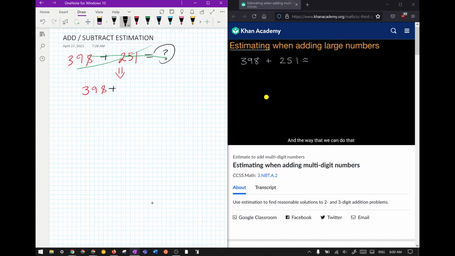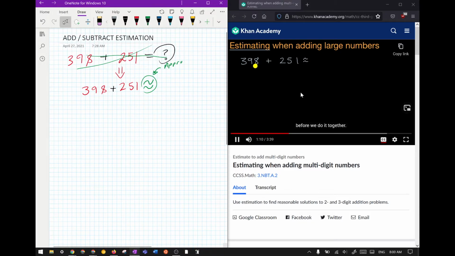And the way that we can do that is that we can round each of these numbers to a number that is close to them, but that's easier to add in our heads. And then we add those two numbers. So pause this video and see if you can do that on your own before we do it together.